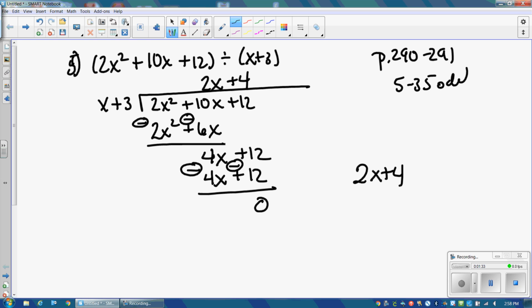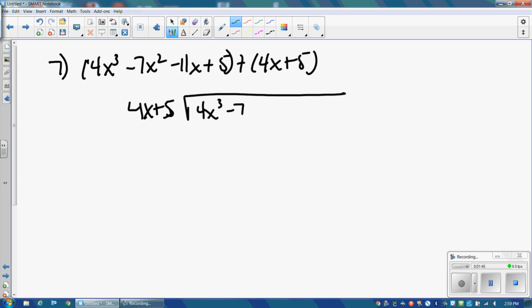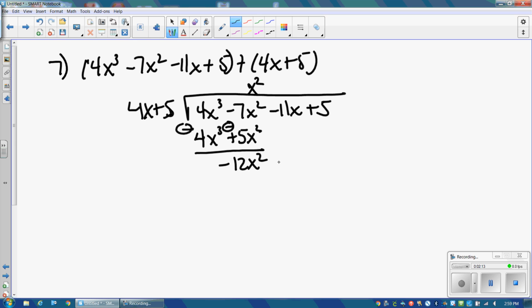All right, number 7. On the outside will be 4x plus 5. And then underneath will be 4x cubed minus 7x squared minus 11x plus 5. What do you multiply 4x by to get 4x cubed? Multiply by x squared. X squared times 4x plus 5. X squared times 4x is 4x cubed. X squared times 5 is plus 5x squared. Draw a line, and then we subtract. When we subtract, this cancels out, and negative 7x squared now minus 5x squared is going to be negative 12x squared. And then bring down the rest.